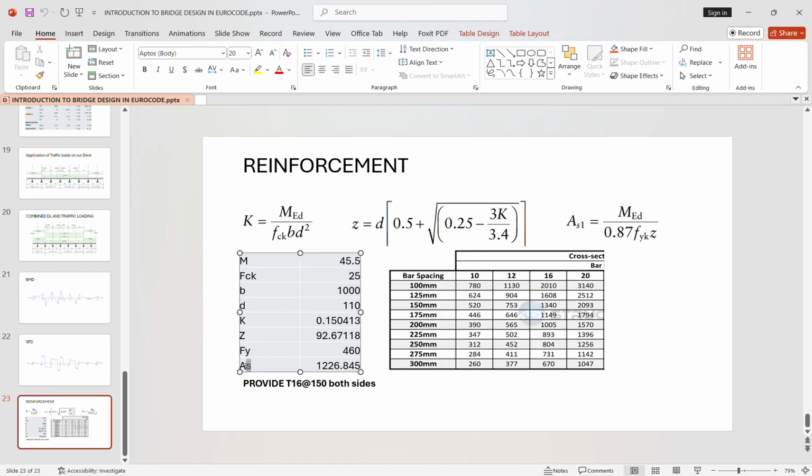As you can see, this is our area of steel, and the nearest is T16 at 150, which is the one that is most appropriate.